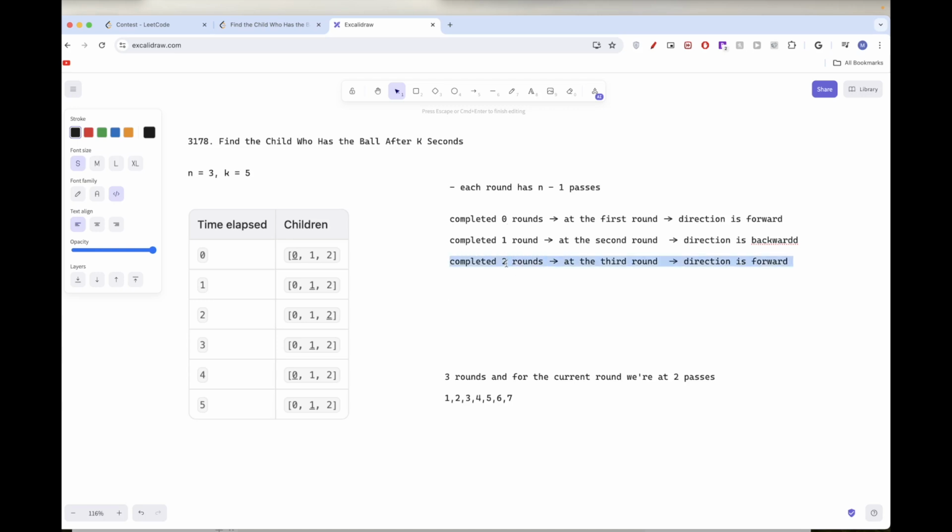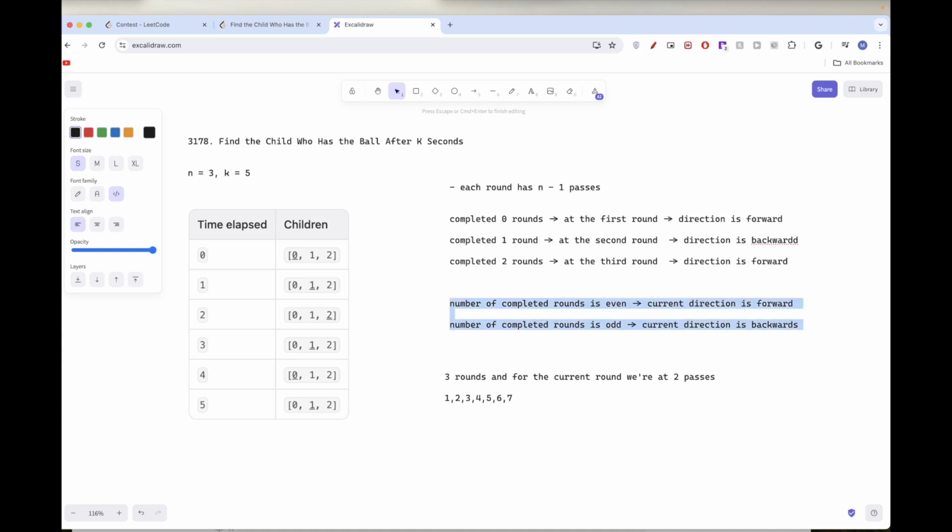So let's look at this. If it's even, like in these cases, that means we are going forward. So if the number of completed rounds is even, that means the current direction is forward, because that means we are at the even round count plus 1, which means going forward. So now if the number of completed rounds is odd, the current direction is going to be backwards. Okay, so at least this will determine for us if we are going forward or backwards.